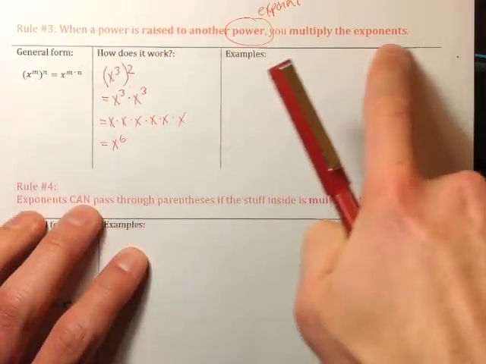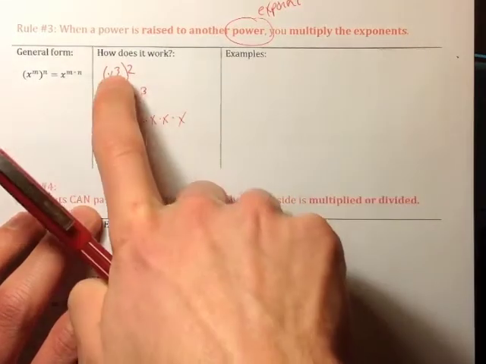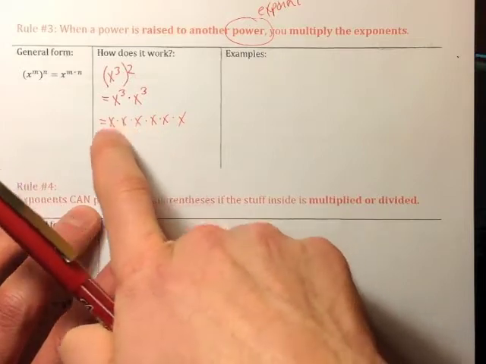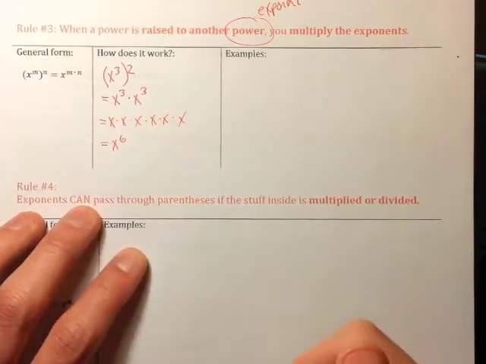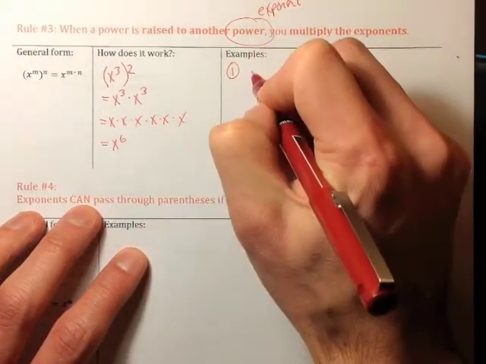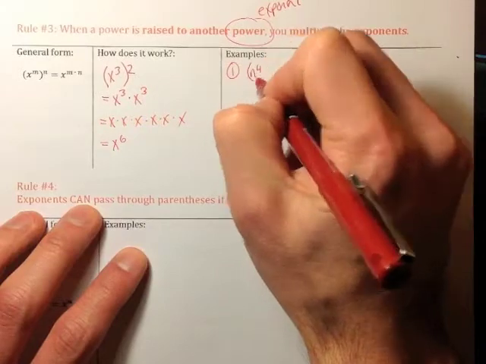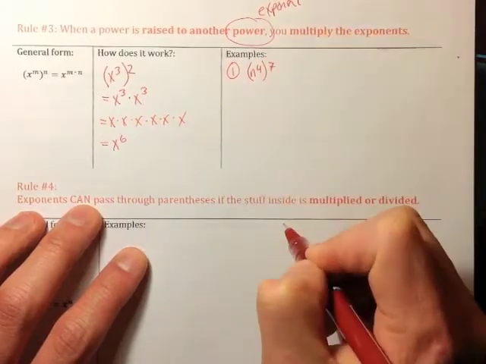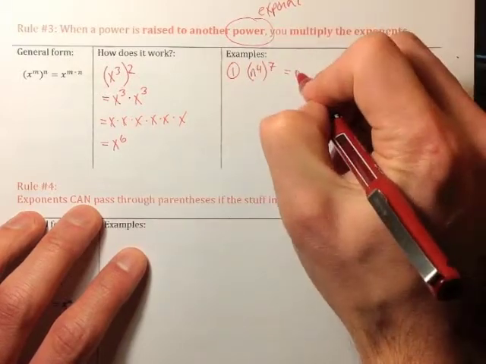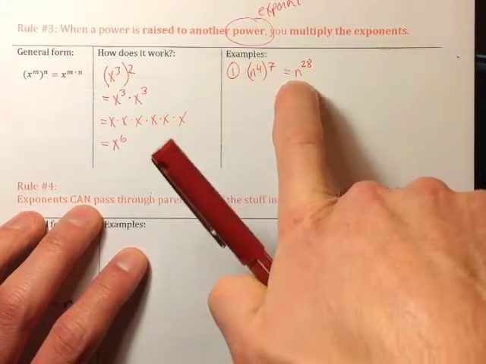Now, based on what we have up here written out, we could have noticed a shortcut. 3 times 2 equals 6. So that's how we find the new exponent of our simplified expression. So let's see an example of that. Let's say I have n to the 4th power, and let's say I want to raise that to a new exponent, to the 7th power. All I have to do here is multiply 4 times 7, which is 28. So that is the new exponent of n.